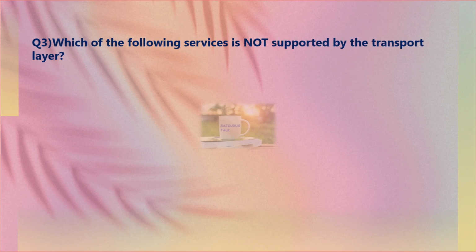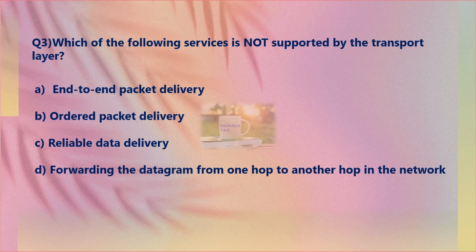Third one. Which of the following services is not supported by the transport layer? The transport layer provides services like end-to-end packet delivery, ordered packet delivery, reliable data delivery, connection establishment, and flow and congestion control, etc. So the three options A, B, C are correct. The hop-to-hop network packet forwarding is supported by which layer? Data link layer and network layer. So option D is not supported by the transport layer.